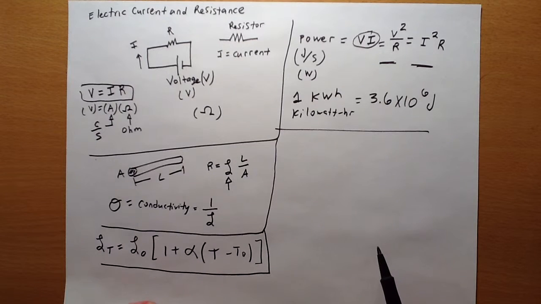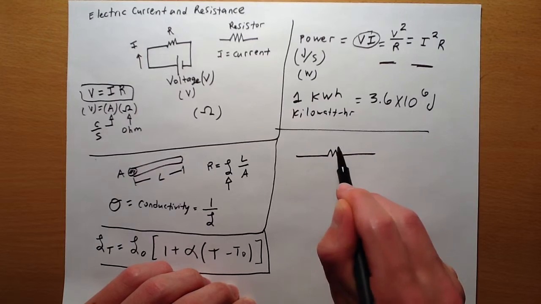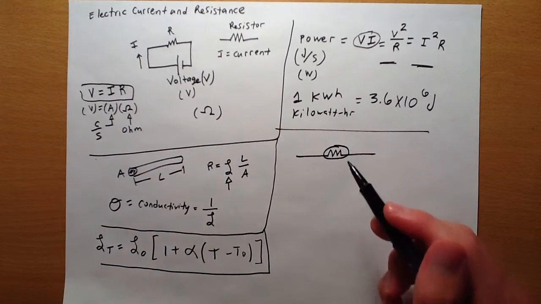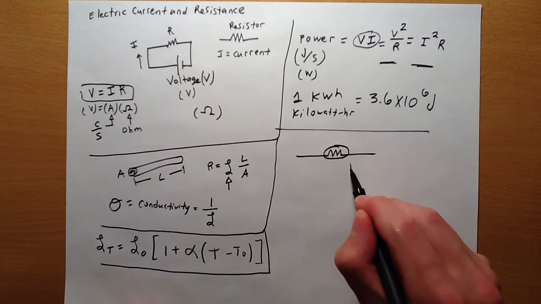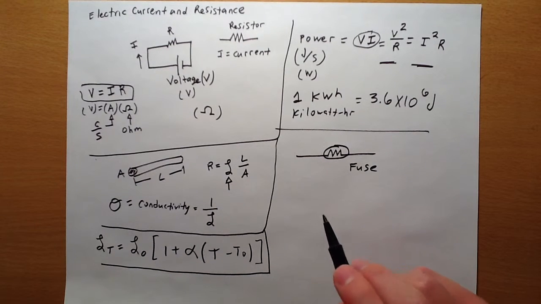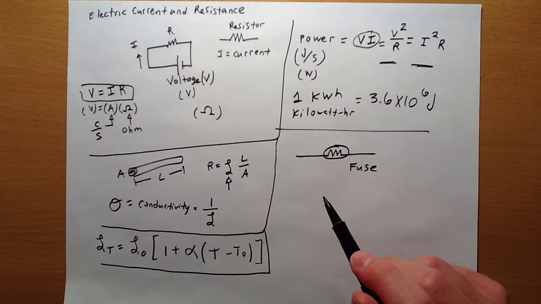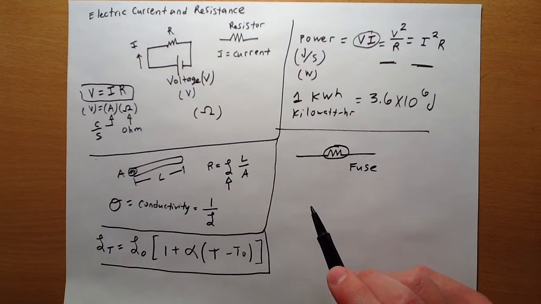A final circuit element we're going to talk about is a fuse. And we have fuse drawn like this. For a fuse, if a certain amount of current passes through, the fuse breaks. You will have these in your homes, and it protects your house from electrical fires because it keeps current from getting too high.